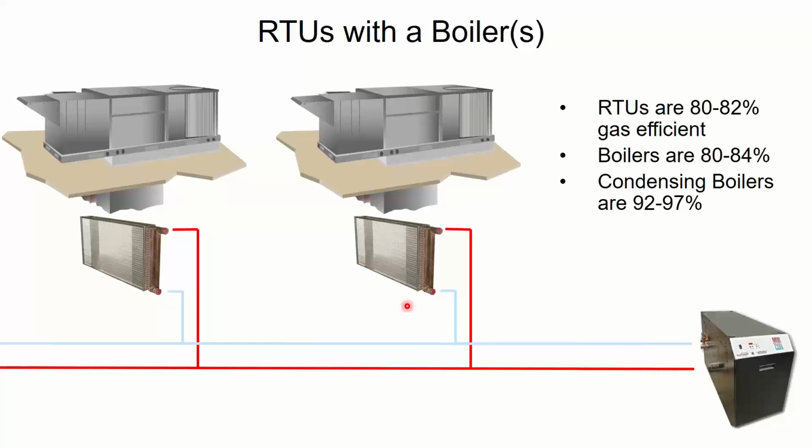Normally, to get above like 86% efficiency, it means I have to have a condensing type heating system, which means condensate water is draining out of my furnace, out of my condensing furnace, out of my condensing boiler, something like that.